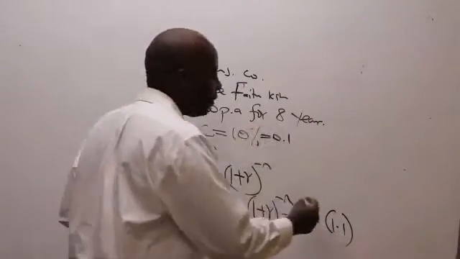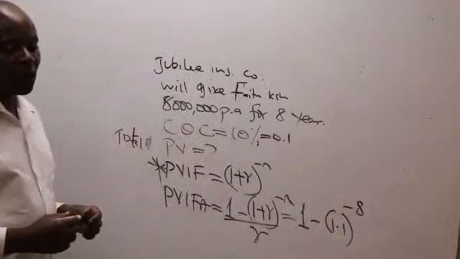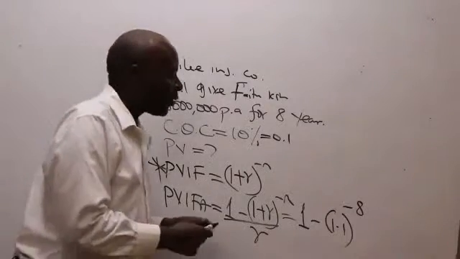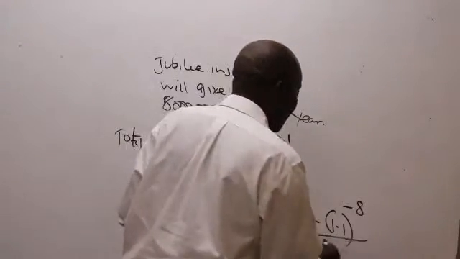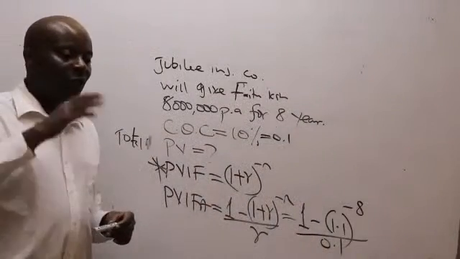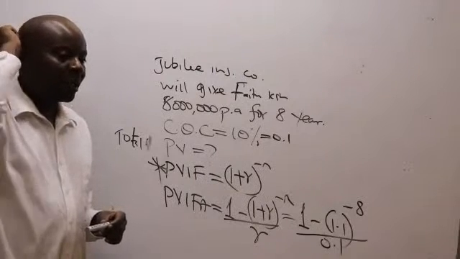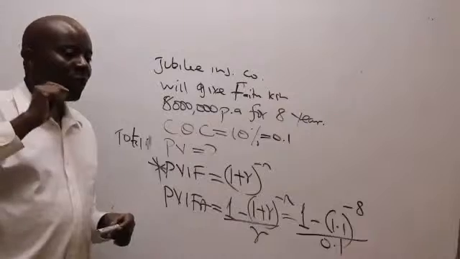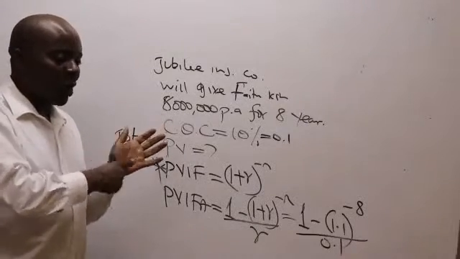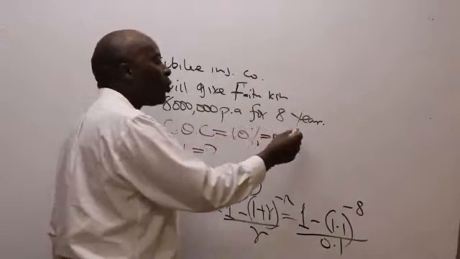This lady is going to receive this money for how many consistent years? 8 years. N is the number of years. Divide everything that I get here by 0.1. So get your calculator nicely close to you, and press 1 minus 1.1 raised to minus 8. Know how to raise to a power.